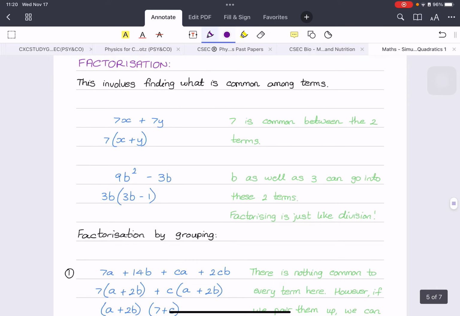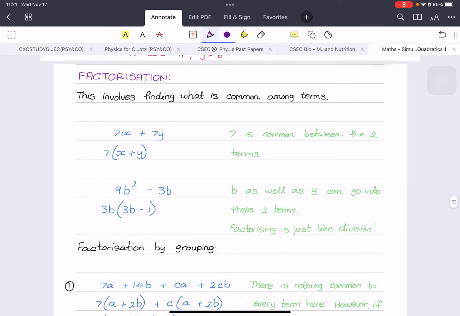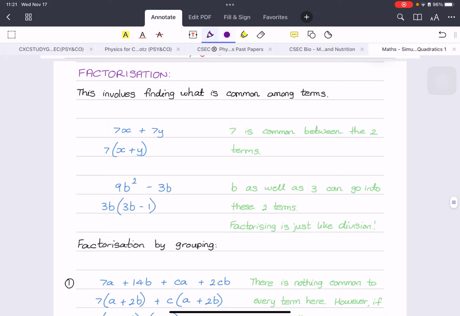So let's move on to factorization. So in the previous class, we talked a little bit about factorization. It was a little introduction, and we said that factorization involves finding what is common amongst terms in an equation, okay? So from 7x plus 7y, obviously, the common thing there is the 7. 7 belongs to both terms. So we can pull out the 7, right? Like this. We pull out the 7 and put what is remaining in brackets. Factorization is just fancy division, okay?